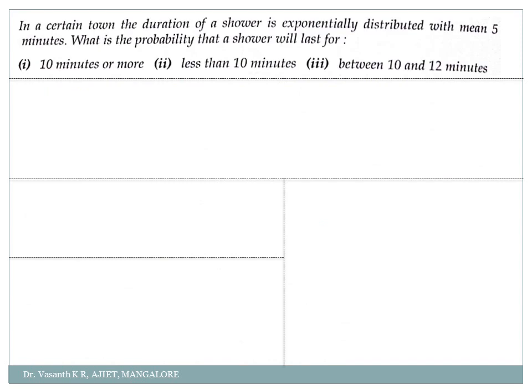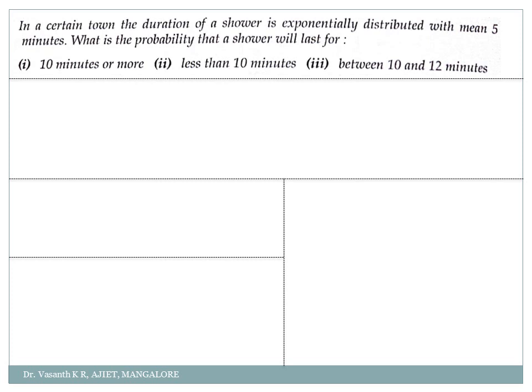Okay, last problem, my dear students. So in a certain town, the duration of a shower is exponentially distributed with the mean of 5 minutes. Find the probability that the shower will last for 10 or more minutes, less than 10 minutes, between 10 and 12 minutes. I think you can answer this question very easily, my dear students. Correct? Exponentially distributed with the mean. So what have they given you? They have given you the mean.